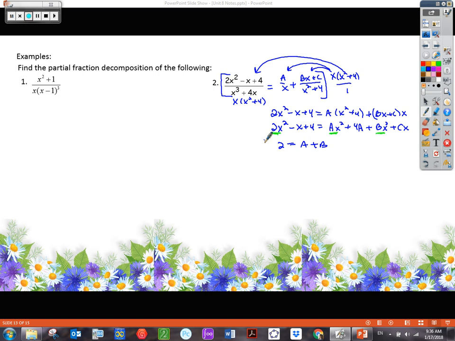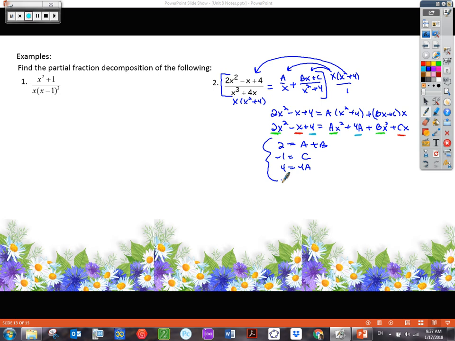All right, so now let's line up just the x's. There I have an x here and an x there. The coefficient of that x is -1. The coefficient of this x is c. And then the last one, I want to line up the constants. So I have a constant here and a constant there. They don't have an x with them. So I have 4 equals 4a. And that's the system of equations that I have to solve.